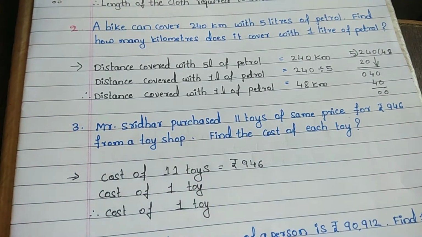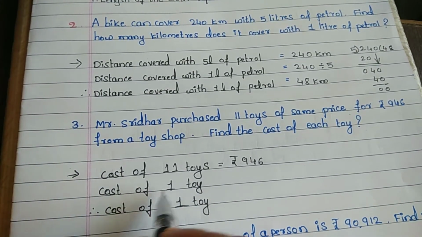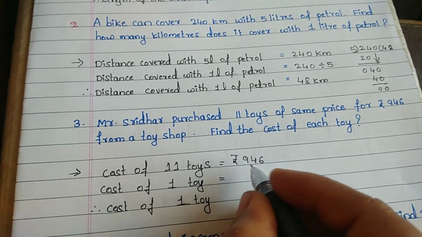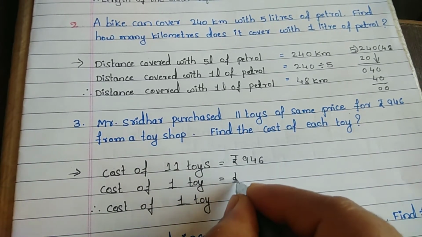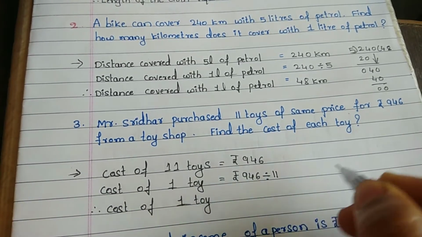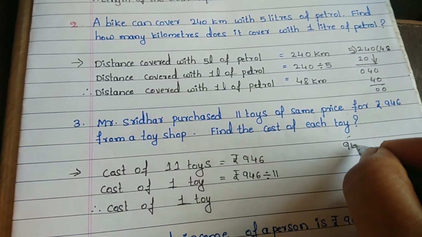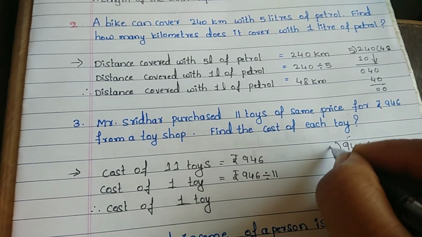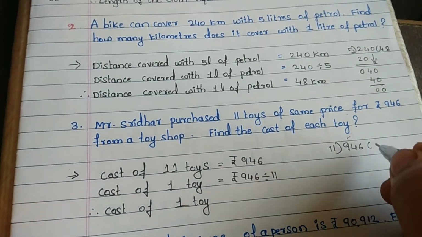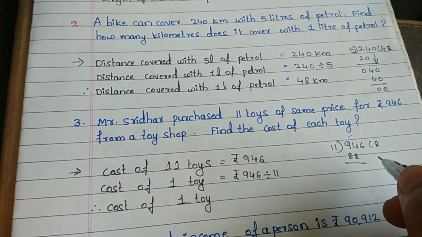We don't know the cost price of each toy. Then the cost of one toy is equal to 946 rupees divided by how many toys are there? 11 toys. Okay, here you find out 946 divided by 11. All of you know 11 nines are 99, but this is 94. Then you take 11 eights are 88.